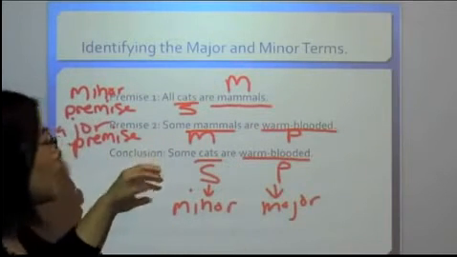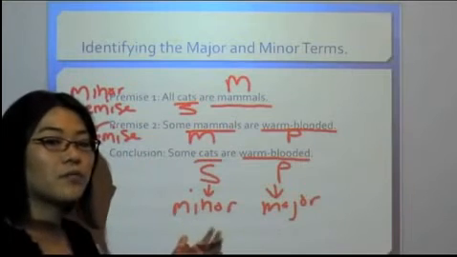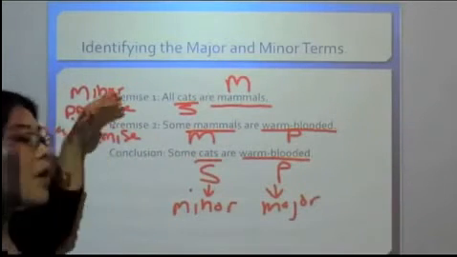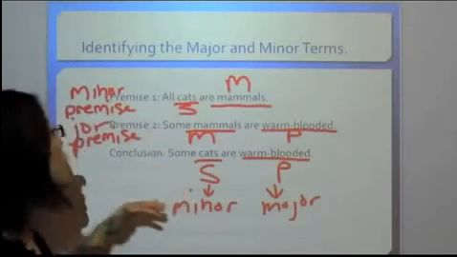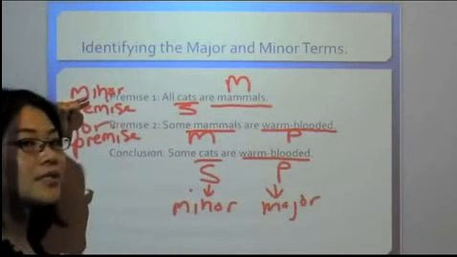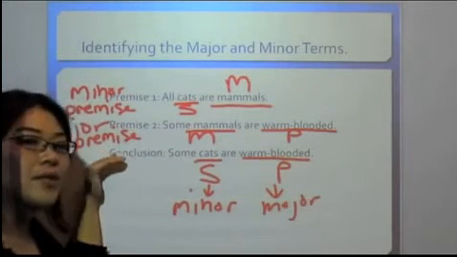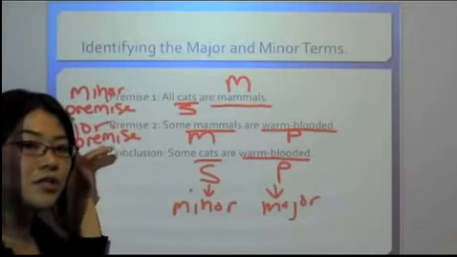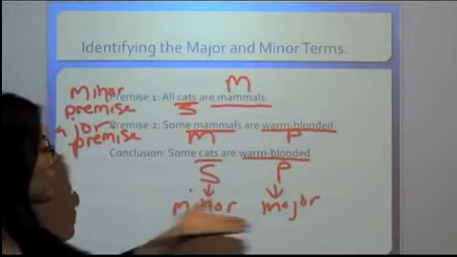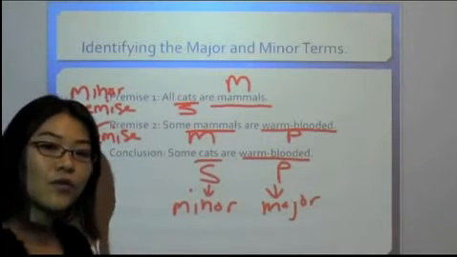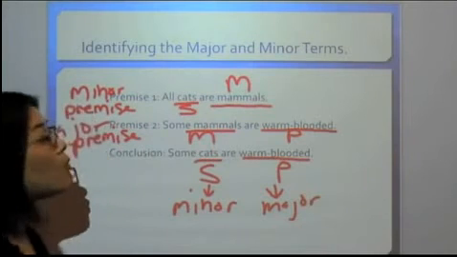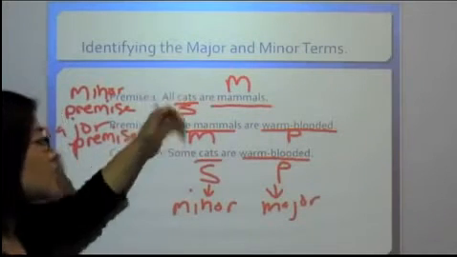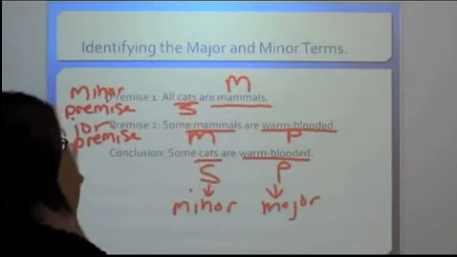However, notice that one problem, and the major problem with this argument, is that the premises are in the wrong order. Notice how the minor premise is up top and the major premise is here in the second position in the middle. So in order to put this into a standard form categorical syllogism, what we will need to do is simply switch those premises.